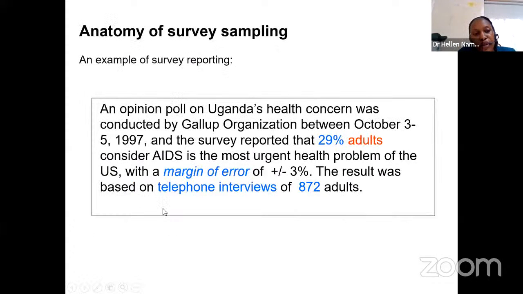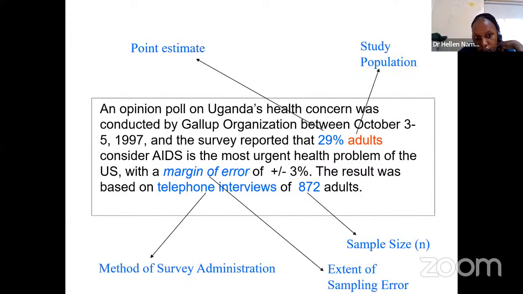We can take an example. When you look at this particular example that I'm showing, an opinion poll on Uganda's health concern was conducted by the Gallup organization between October 3rd and May 1997. The survey reported that 29% of adults consider AIDS the most urgent health problem of Uganda, with a marginal error of plus or minus 3%. The result was based on telephone interviews of 872 adults.